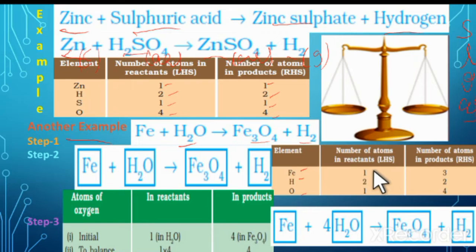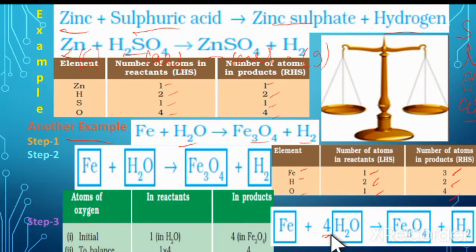In the reactant side iron is 1, hydrogens are 2, oxygen is 1. Whereas in the product side the iron is 3, hydrogen 2 and oxygen 4. Now to balance these elements, since the reactant side and product side are not the same, we have to multiply the water molecule in the reactant side with 4.